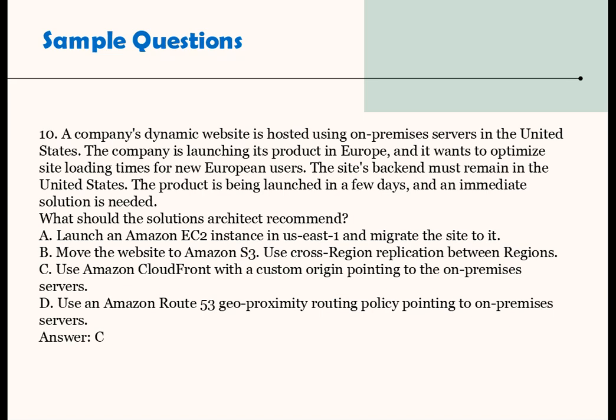A. Launch an Amazon EC2 instance in EU1 and migrate the site to it. B. Move the website to Amazon S3. Use cross-region replication between regions. C. Use Amazon CloudFront with a custom origin pointing to the on-premises servers. D. Use an Amazon Route 53 geoproximity routing policy pointing to on-premises servers. Answer: C.